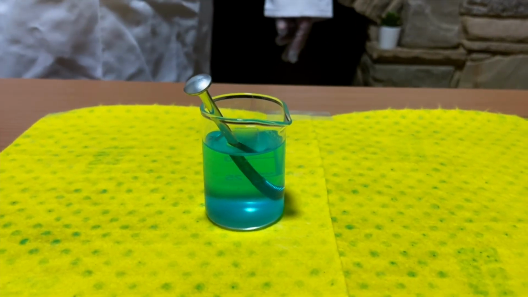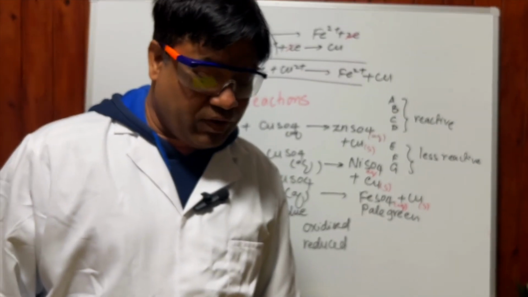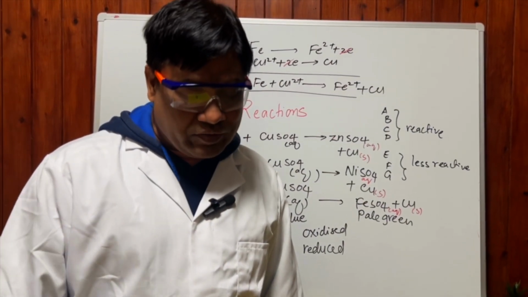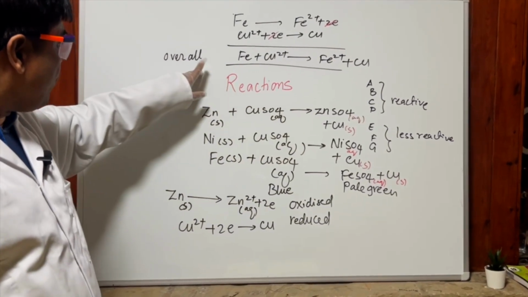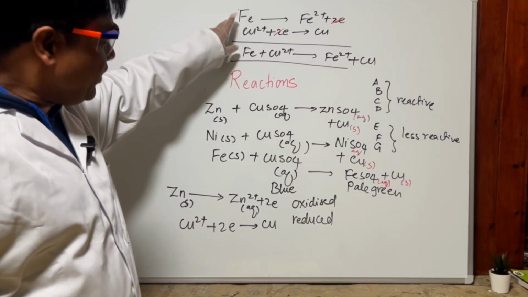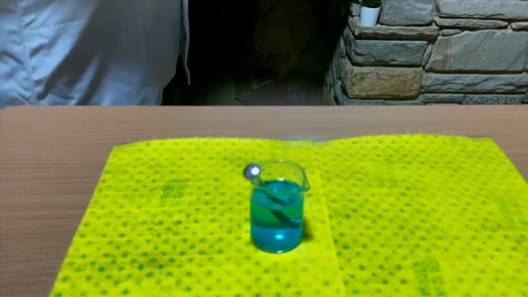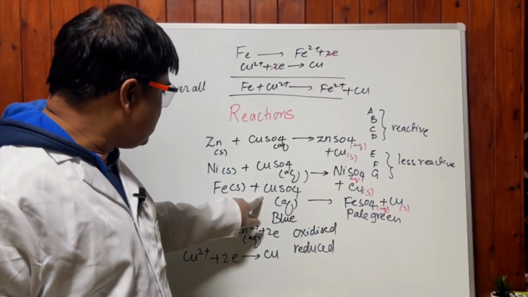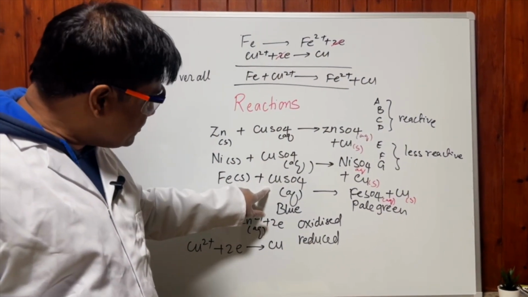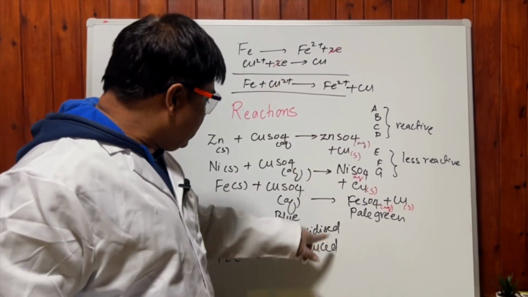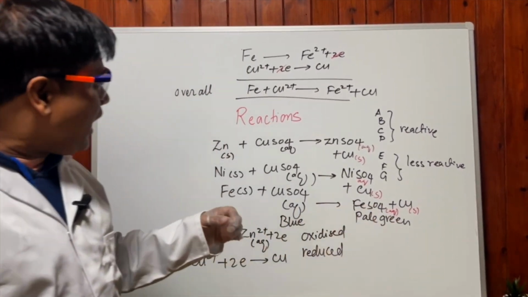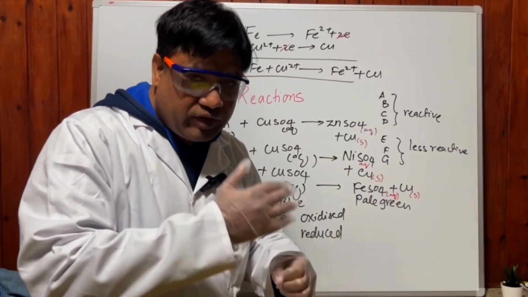That's a beautiful reaction, guys. Okay, I want to wait for a few minutes so that the reaction takes place. This is the overall reaction. Look at that one. Fe, which is the iron nail, displaces copper from the copper sulfate solution. The original color of the copper sulfate solution is blue, like aquamarine, and at the end the solution becomes pale green, and the copper gets deposited on the surface of the nail.